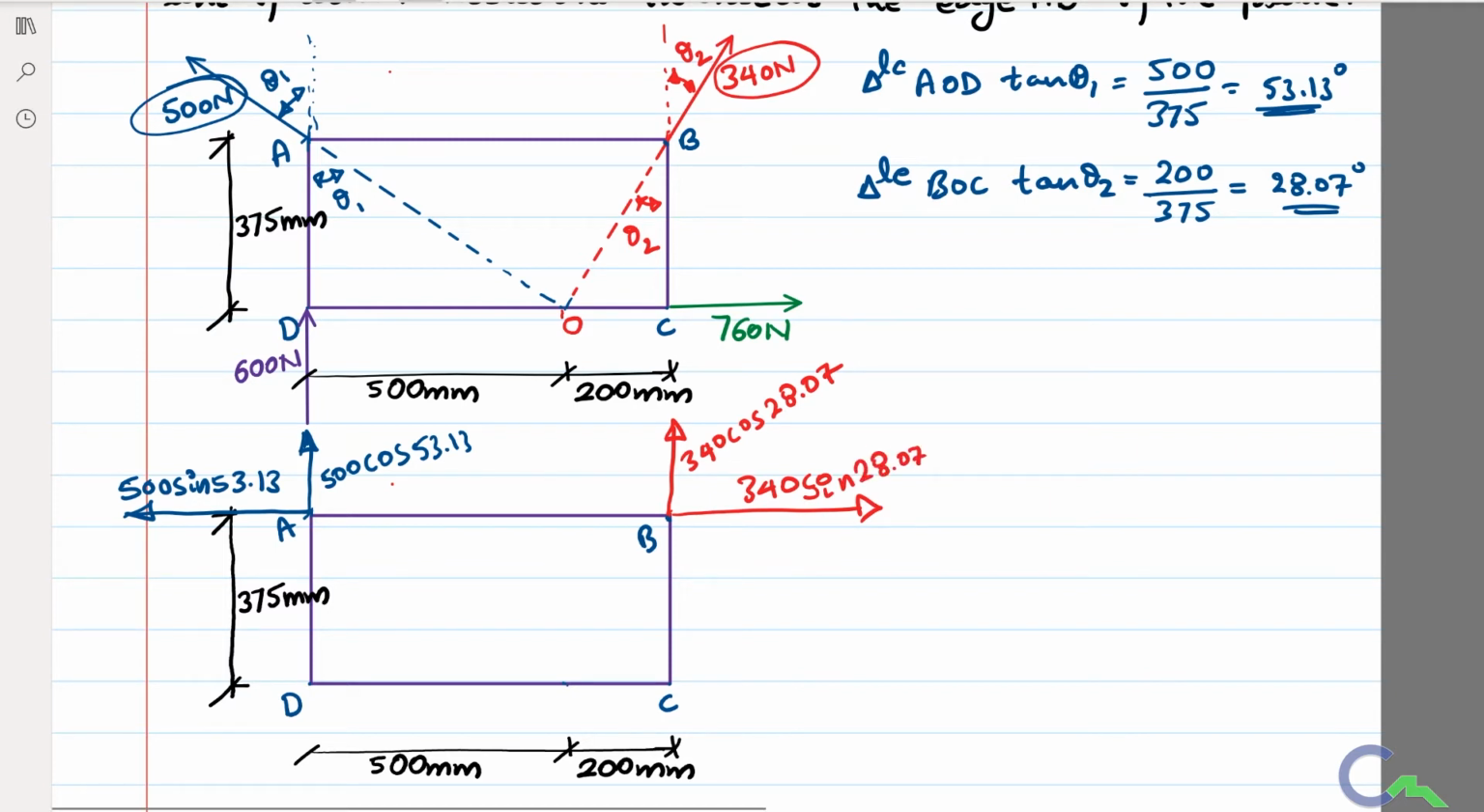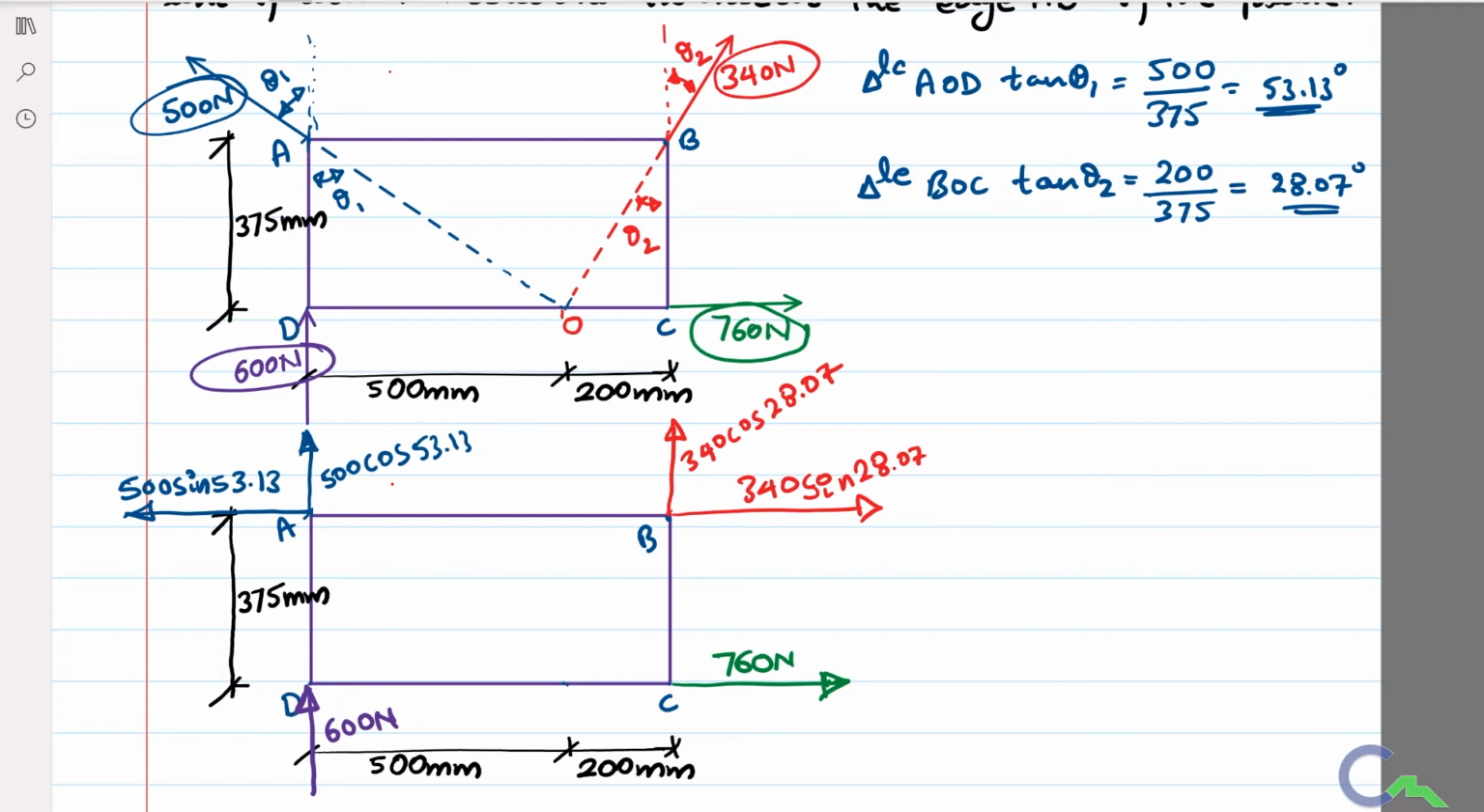Then we have the 760 Newton force. It is acting exactly horizontal. There is no vertical component for this force, so I will take it as it is. Then we have the last force, 600 Newton. It is acting vertically upward. There is no horizontal component for this force. So I did the resolution of all four forces. Now I am going to calculate the summation along the x-axis and y-axis.